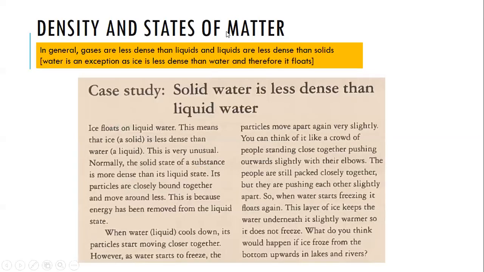I just want to take your attention to this case study from a textbook. Solid water is less dense than liquid water. Oh, this is strange. Why? We just said that if it is the same substance, and solid water and liquid water are the same substance, what we are expecting is that in solid form it's going to have more density, but solid water has less density than liquid water. Ice floats on liquid water. This means that ice, a solid, is less dense than liquid water.